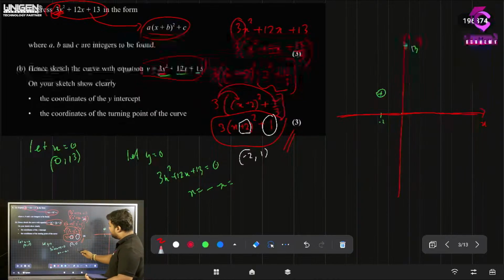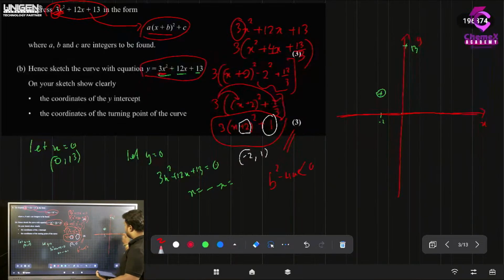Can you remember in theory you learned b squared minus 4ac less than 0 does not touch this axis. If it touches one place, it's equal to 0. If it touches two places, it's greater than 0. So your graph actually goes like this. The turning point is like this, and it cuts here. This goes up like this. Do you understand or not? So you have to label where these things are. This is actually at minus 2 and 1. Got it?